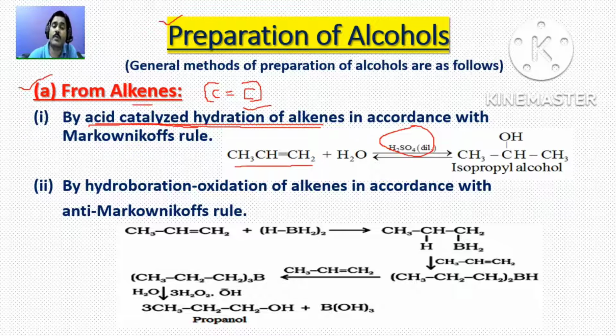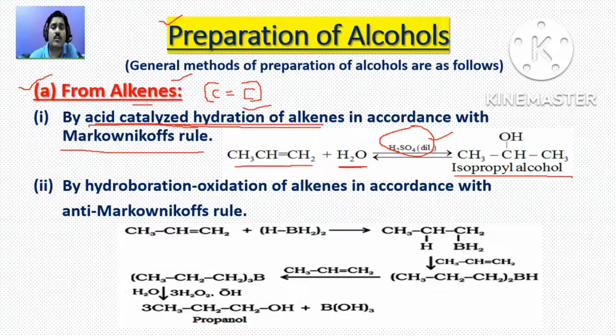Prop-1-ene, meaning propene. Propene is the alkene. Here a double bond is present between the carbon-carbon atoms. When water is added to it in the presence of dilute H2SO4, it forms isopropyl alcohol. Why is isopropyl alcohol formed, not n-propyl alcohol? Because this reaction is according to Markovnikov's rule.